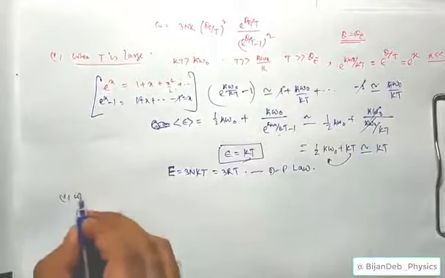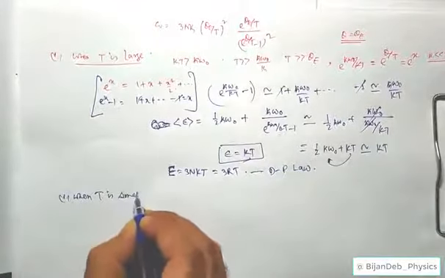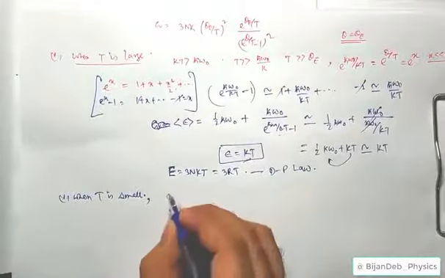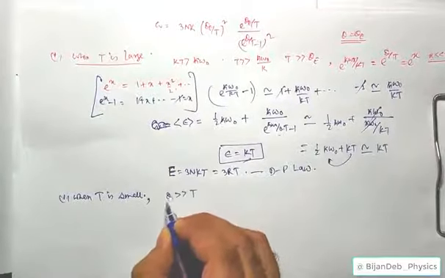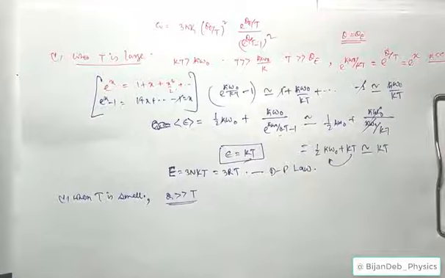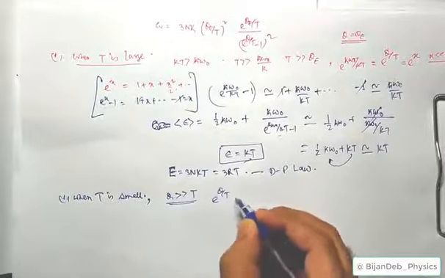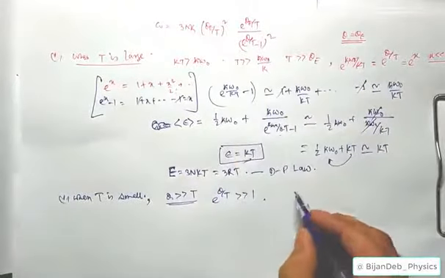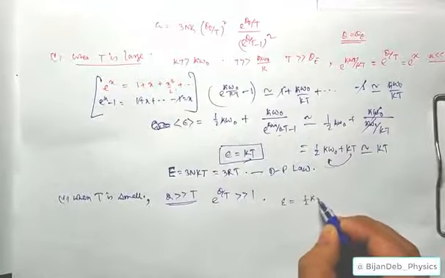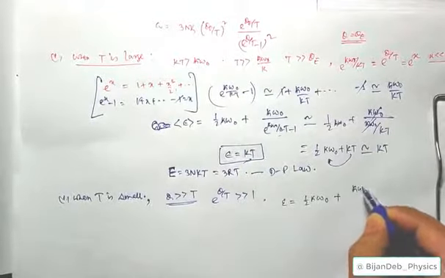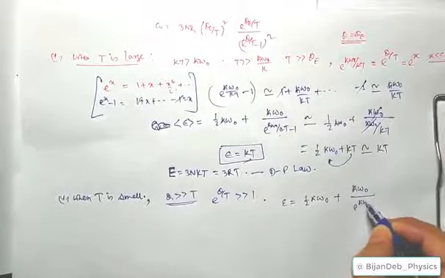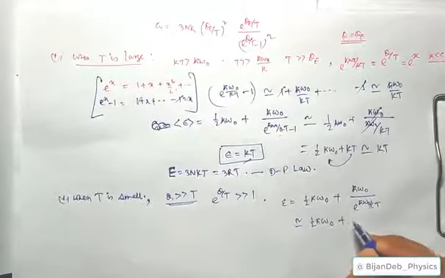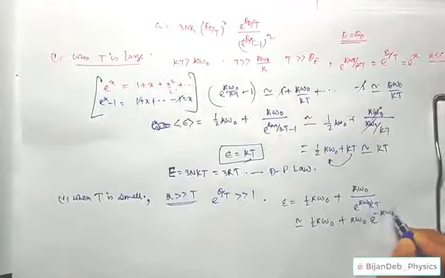Now when T is small, you will get the reverse: theta is very much greater than T. In that case theta by T will be very much greater than 1, so we will neglect the 1 in the denominator. So the energy expression is half h cross omega 0 plus h cross omega 0, and in the denominator we neglect the 1. This is very nearly equal to half h cross omega 0 plus h cross omega 0 e to the power minus h cross omega 0 by kT.